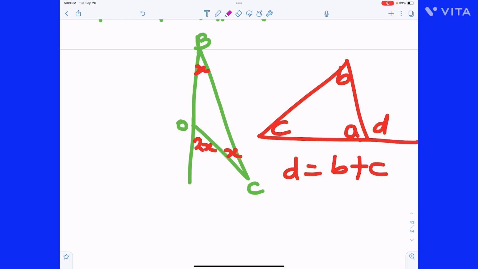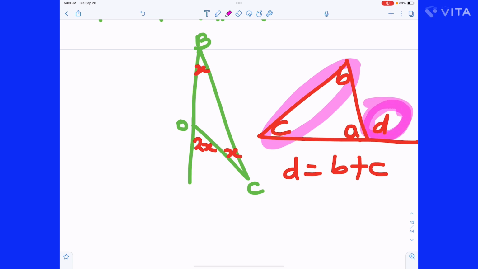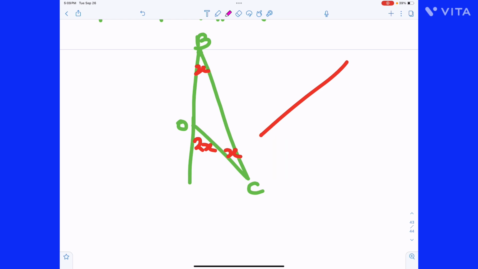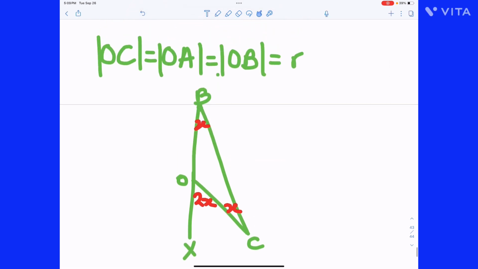That's what we mean when we say the exterior angle of a triangle is equal to the sum of the two opposite interior angles. So D is equal to B plus C. That is true for any triangle. So angle XOC is equal to 2x.